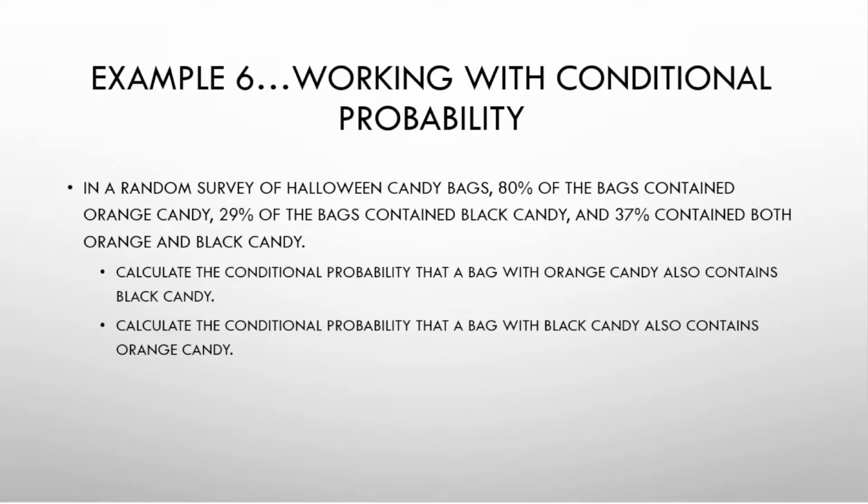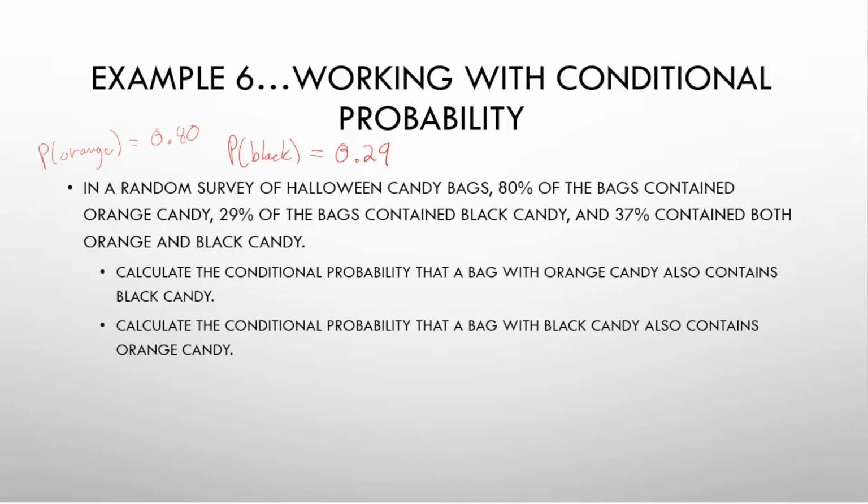So we have 80% of the bags contained orange. So the probability of orange is equal to 0.80. Again, there's no such thing as too much work shown in these problems. The more things you label, the more likely you are to get them right. The next sentence says 29% of the bags contained black. So the probability of black candy is equal to 0.29. And again, it's totally okay if you just write probability of B, probability of O, or if you don't write it at all. Some of you are going to be able to read this and know where to put the numbers. That's fine. I'm just saying the more you write, the easier it is.